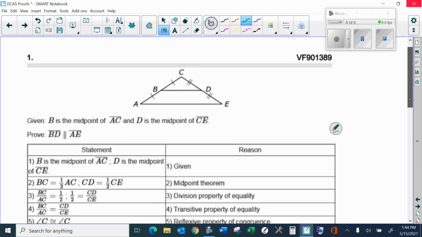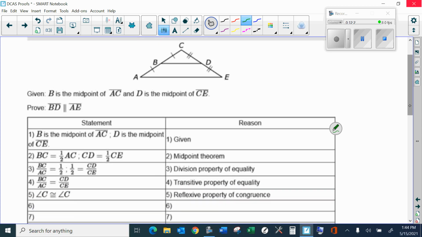All right, next. Given B is the midpoint of AC and D is the midpoint of CE. Prove that. We're trying to prove that that's parallel to that. Remember, that's the mid-segment theorem. Mid-segment theorem says if I have mid-segments, which these are by definition, BD's a mid-segment, then the lines are going to be parallel.